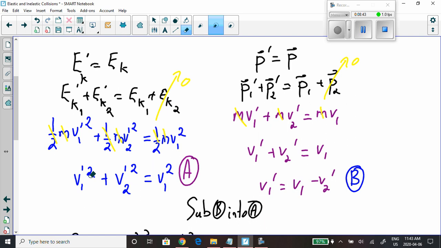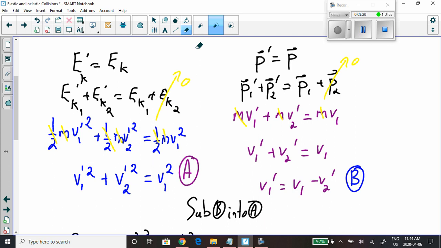Luckily for us, there's a half in each term, so we can divide it out. And there's a mass, which is the same in each term, so we can divide that out too. And we can create equation A, which is the speed of the first object after the collision squared plus the speed of the second object after the collision squared is equal to the speed of the first object before the collision squared. Equation A. So we've taken advantage of this part of the definition of an elastic collision, the kinetic energy.